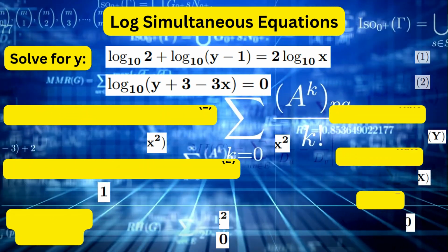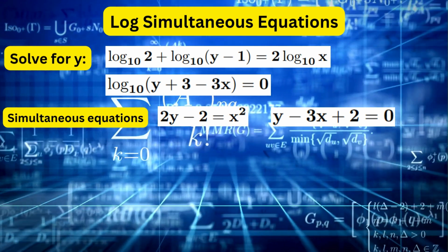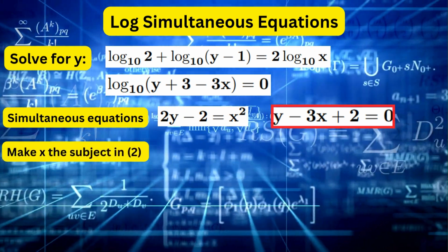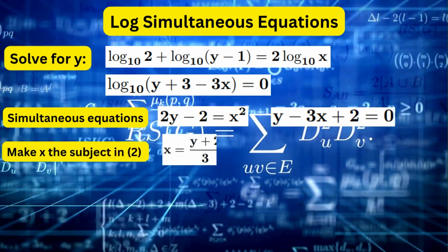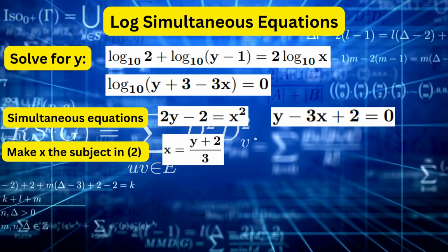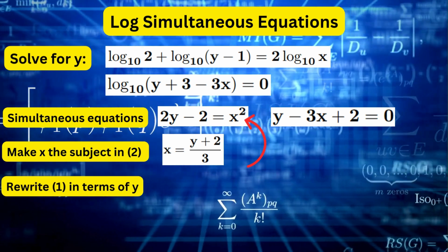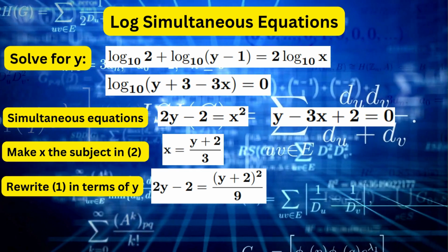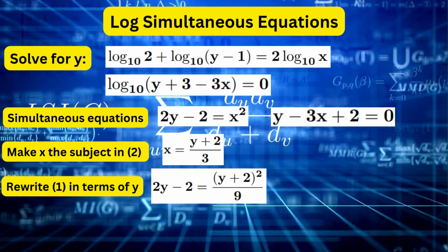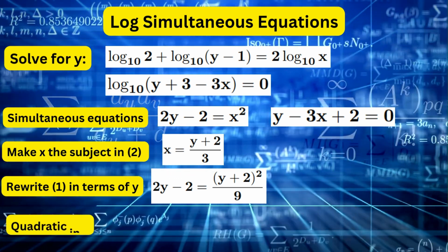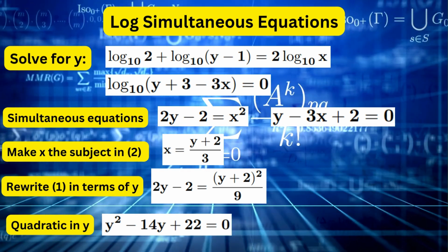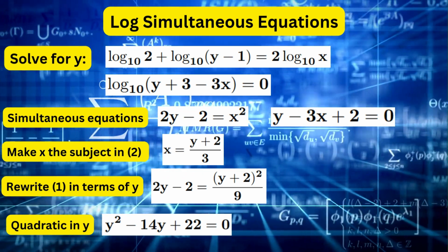Now, we want to find the values of y, so we rewrite the second equation to eliminate x. So we get x equals y plus 2 over 3, and therefore plugging that into the first equation, we get 2y minus 2 equals (y plus 2) squared over 9. And rearranging this, we get the quadratic y squared minus 14y plus 22 equals 0.